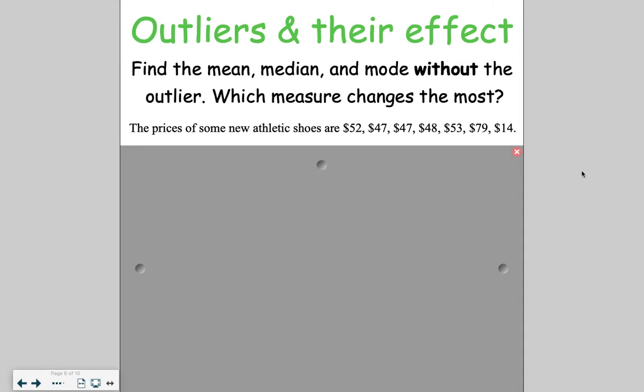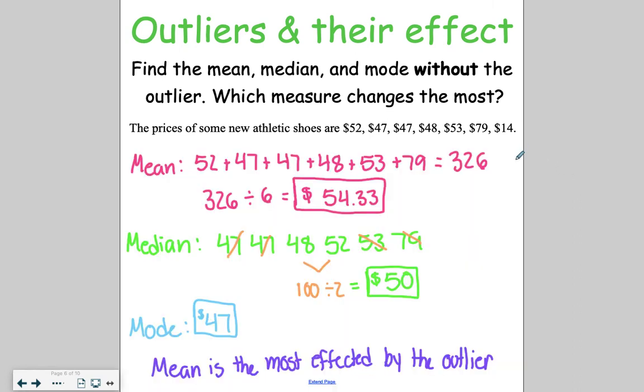Now I want you to go ahead and find the mean, the median, and the mode without the outlier, and then see what changes the most. So when we get rid of that 14, my mean is now $54.33, my median is $50, and my mode remains at 47. The value that changes the most is, again, the mean.